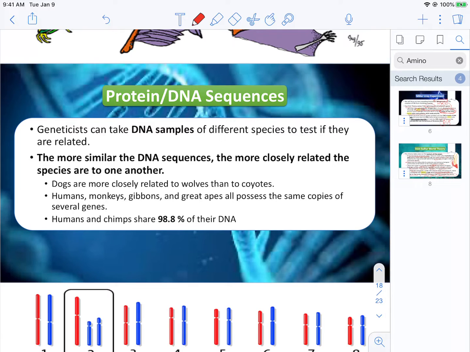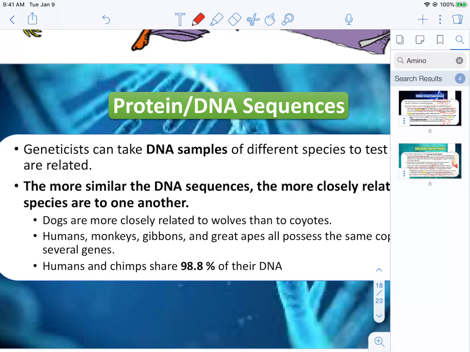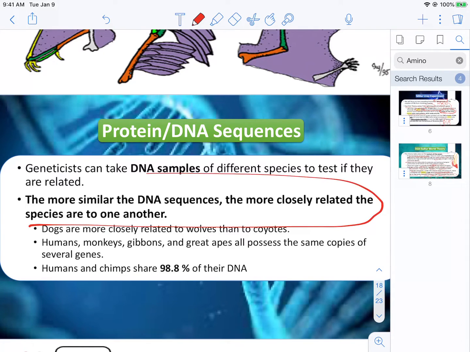To do this, it's actually one of the easiest forms for you to do among all the other forms of evidence that we learned. So basically, geneticists take the DNA samples of different species and see if they're related. If you have a more similar sequence of DNA, then you're going to be more closely related to another species that has that similar DNA.